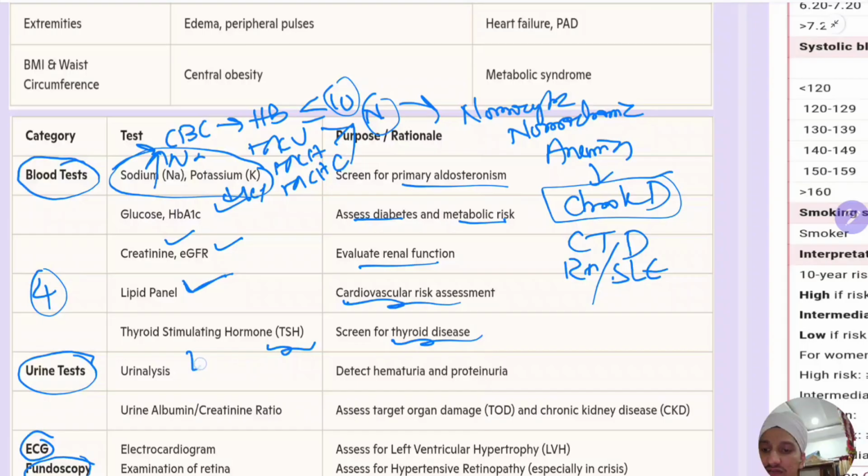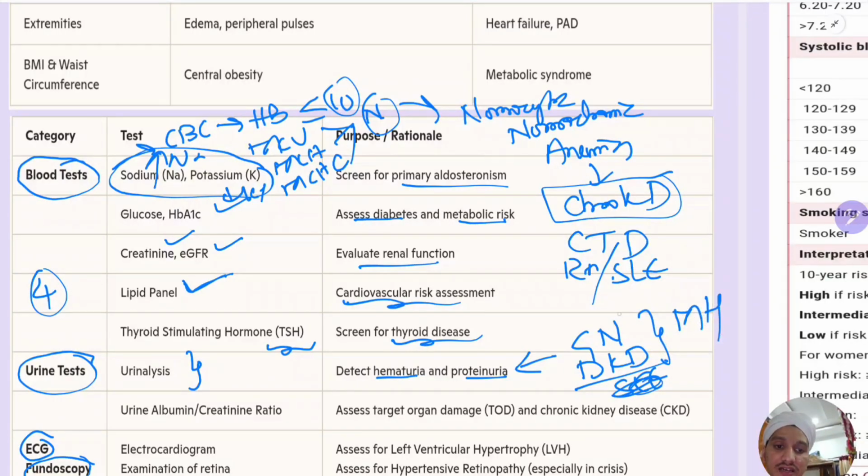In urine, you will do urine analysis to detect any hematuria or proteinuria. If it is present, then it may indicate some glomerulonephritis, or it can indicate diabetic kidney disease, or also it can indicate some systemic disease like systemic lupus erythematosus or malignant hypertension. Sorry, this is important. Malignant hypertension, glomerulonephritis, diabetic kidney disease, or polycystic kidney disease also you can have.